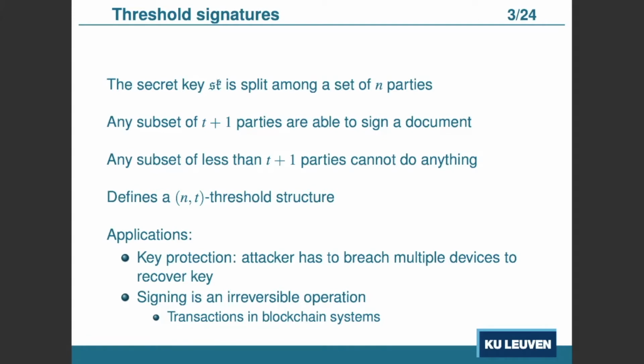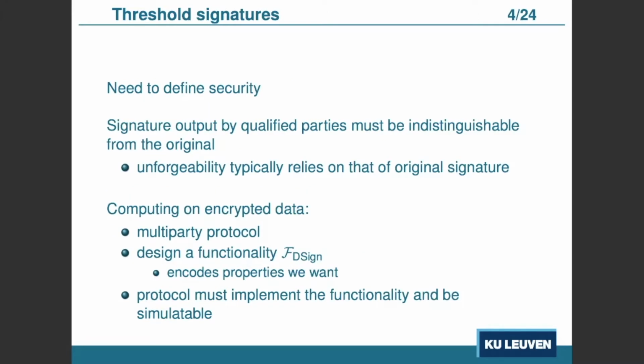This way of sharing the secret key is called threshold secret sharing, and the important case where T is equal to n-1 is called full threshold sharing. Classic applications of this include minimizing the effectiveness of side channel attacks at the level of physical implementation and securing cryptocurrency transactions. How do we define security for a threshold signature?